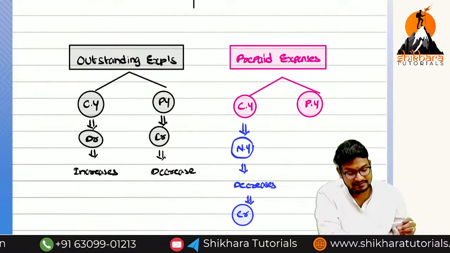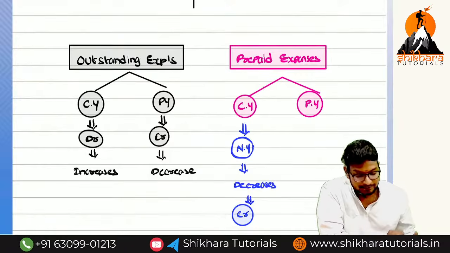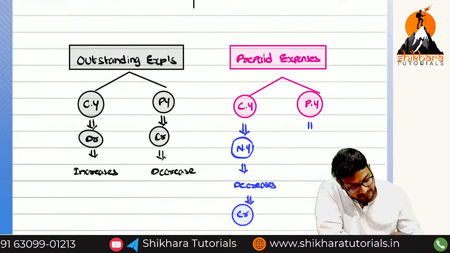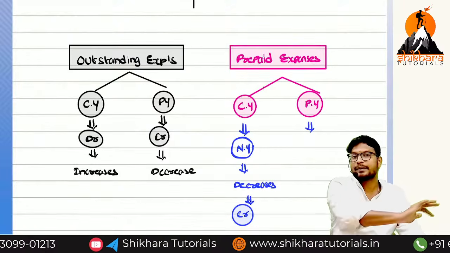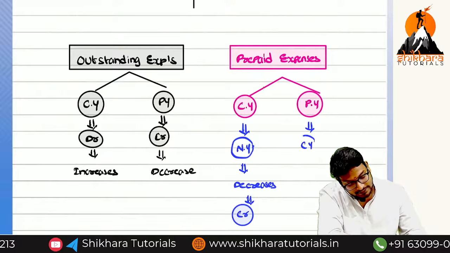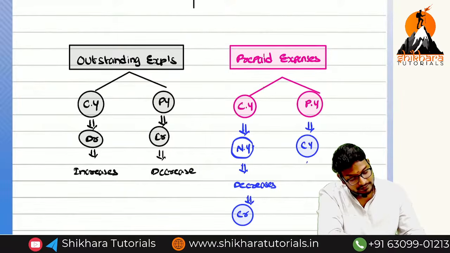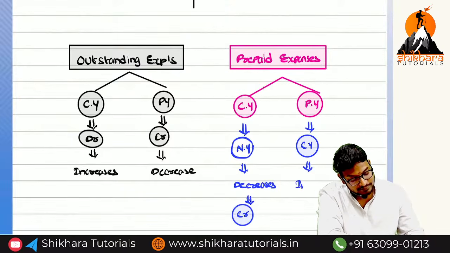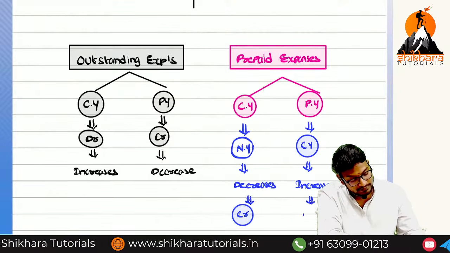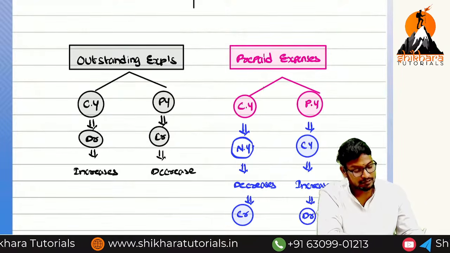So this thing, already done or not done? Sorry, already done. We have done this one. Next, see the previous year. They have given the previous year prepaid expenses. Belongs to which year? Current year. So what do we need to do? Consider or not consider? Consider means increases or decreases? Increases means which side do we have to write? Debit side.